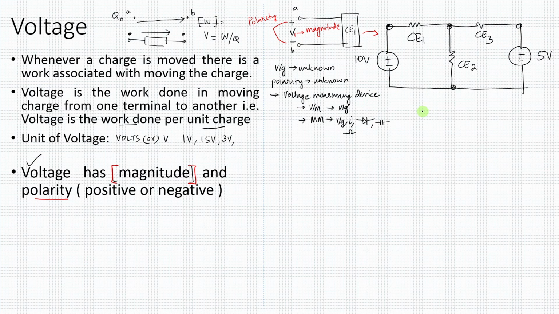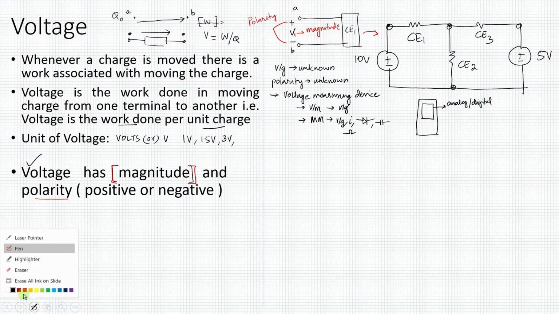So how does a multimeter look? A simple multimeter looks something like this. You have a display like this. In older multimeters the display used to be analog, but nowadays most multimeters are digital. And the most important thing is that there are two leads available here, one positive and one negative.